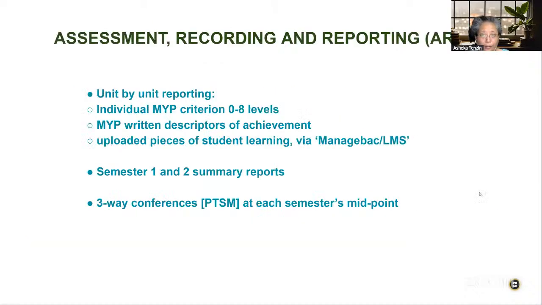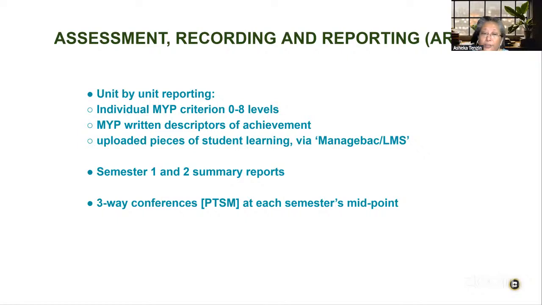Now, assessment recording and reporting, unit by unit reporting, individual MYP criterion, 0 to 8. In criteria A, how much, B, how much, C, how much, D, how much, okay? Written descriptors of the achievement. The uploaded pieces of student learning should be there on Toddle or ManageBac or whatever LMS you are using.